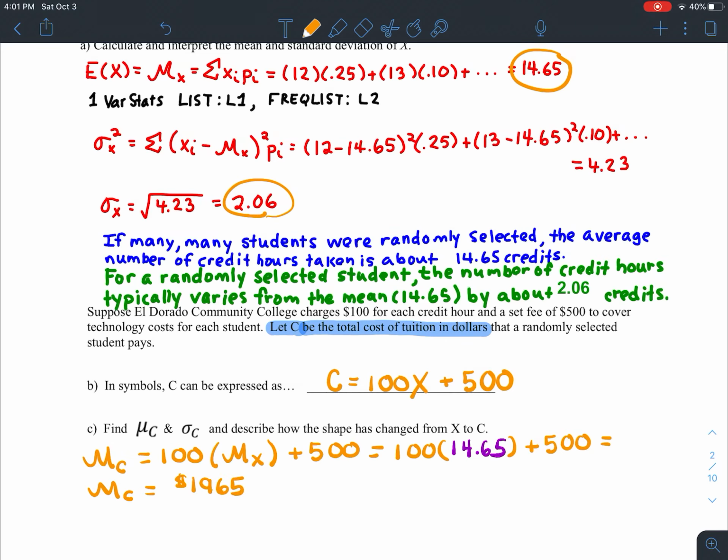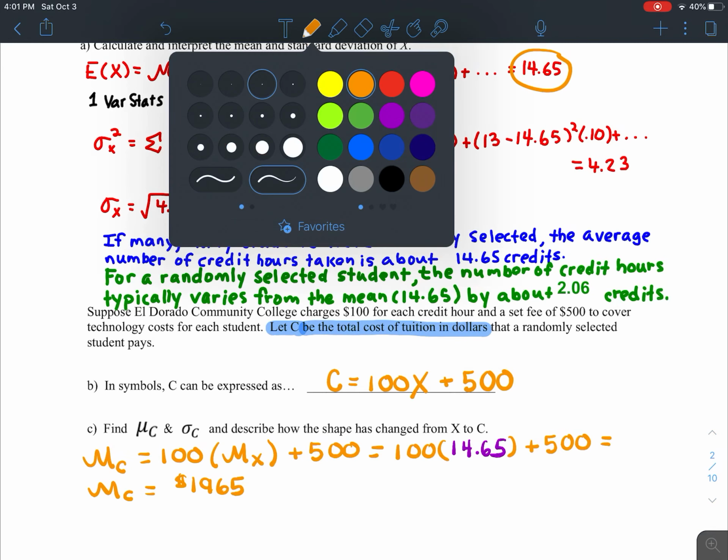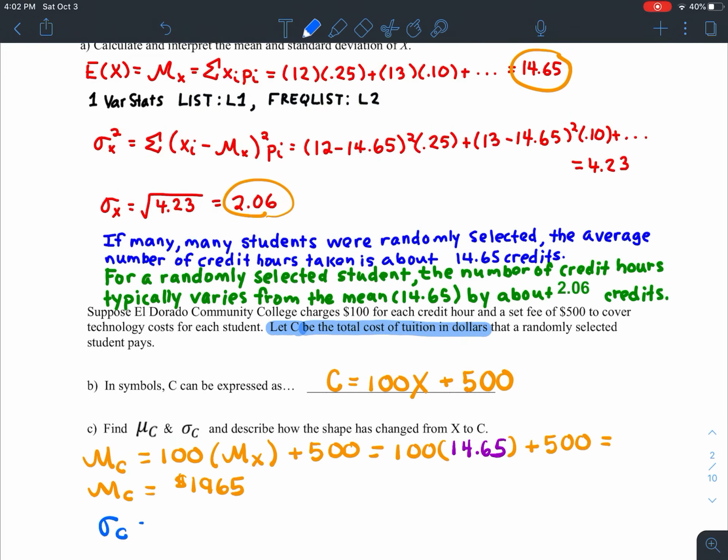And so I'm just basically substituting that in, and that tells me that the expected tuition cost is roughly $1,965. If we were to select many students at random, the average cost of tuition would be roughly $1,965. Okay.